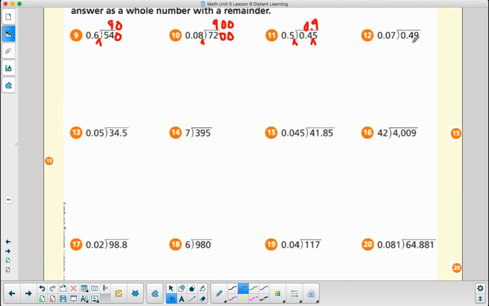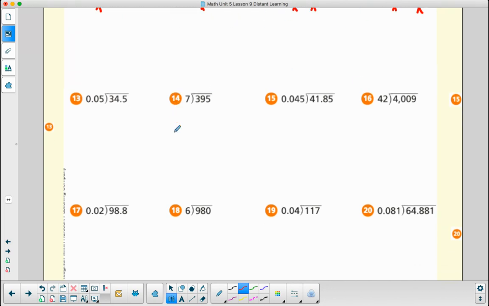I'm done. This divisor has 2 decimal places. Multiply it by 100. So then I have to multiply my dividend by 100. Puts my decimal point at the end of the 49. How many 7s in 49? There are 7 with nothing left over. So those were pretty much mental math ones for me.